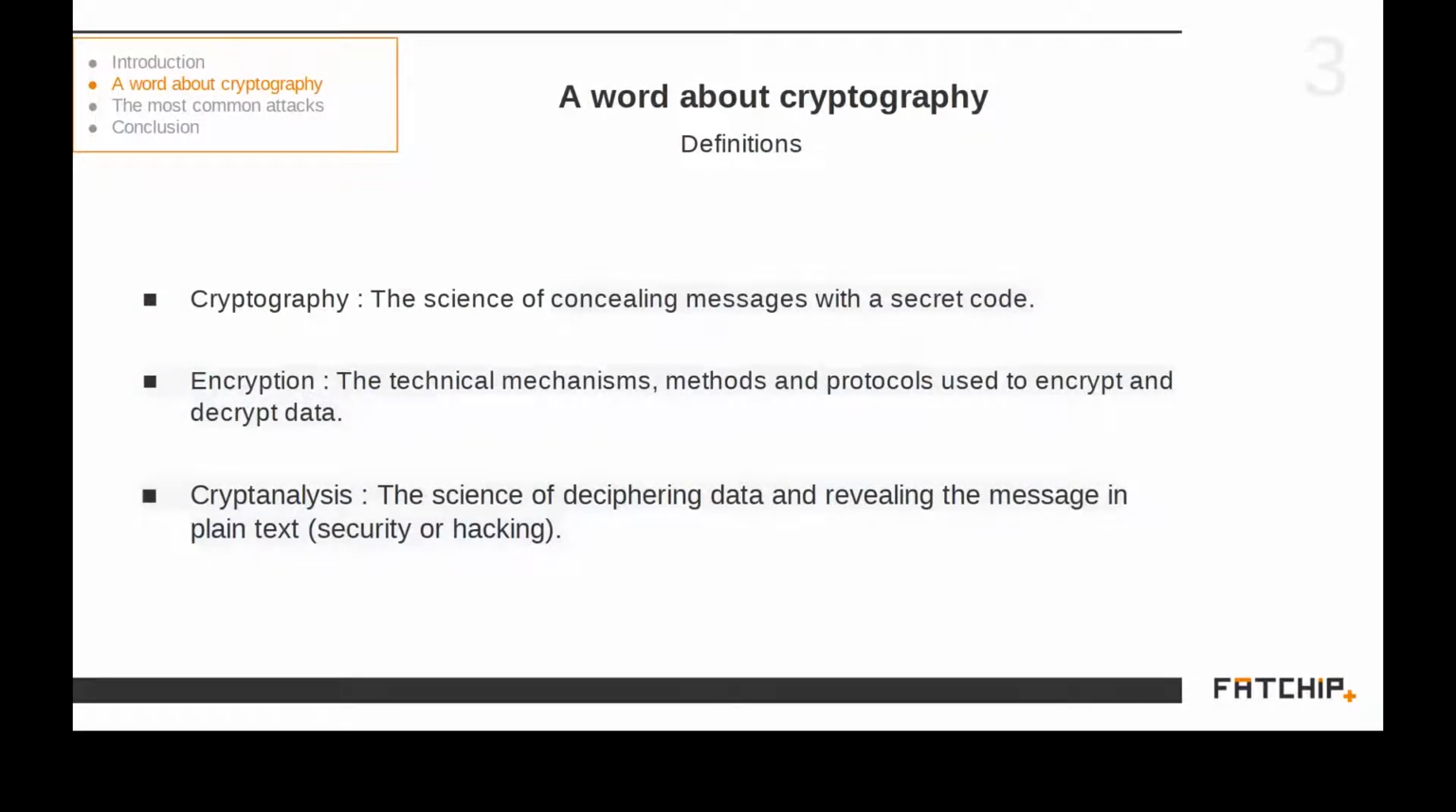Some definitions first, because there are usually some mistakes or misunderstandings about the words themselves. Cryptography itself is the science of concealing messages with a secret code, which takes everything that goes with it, like the design of the solutions, the reasons to do it, the safety steps to take, but not much on the technical execution so far. This step is what we call encryption.